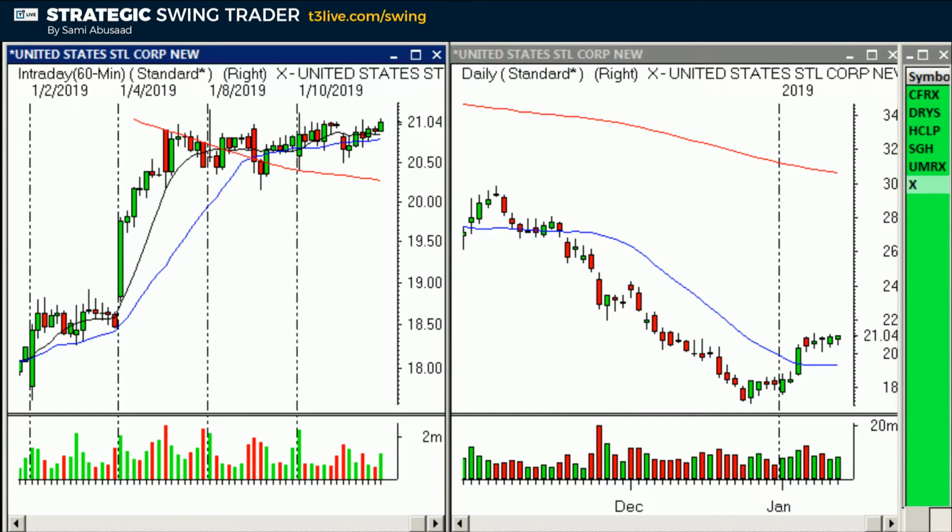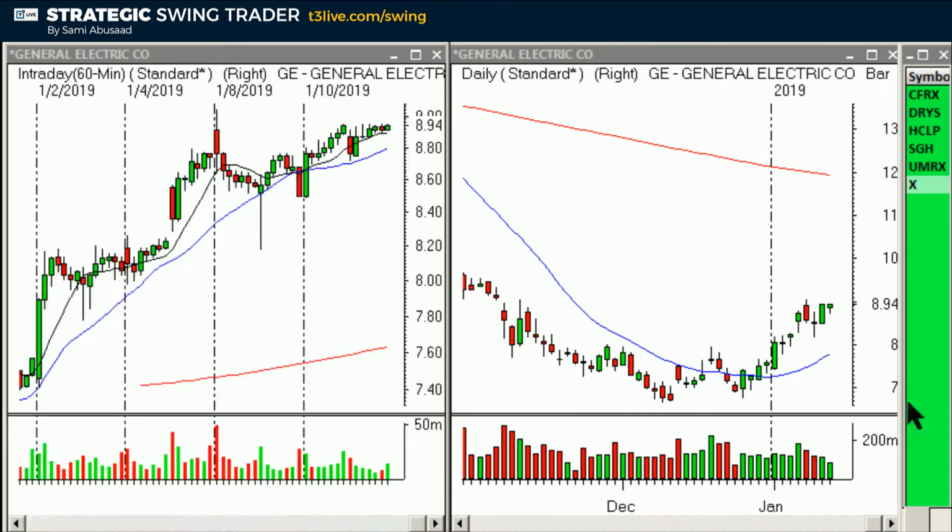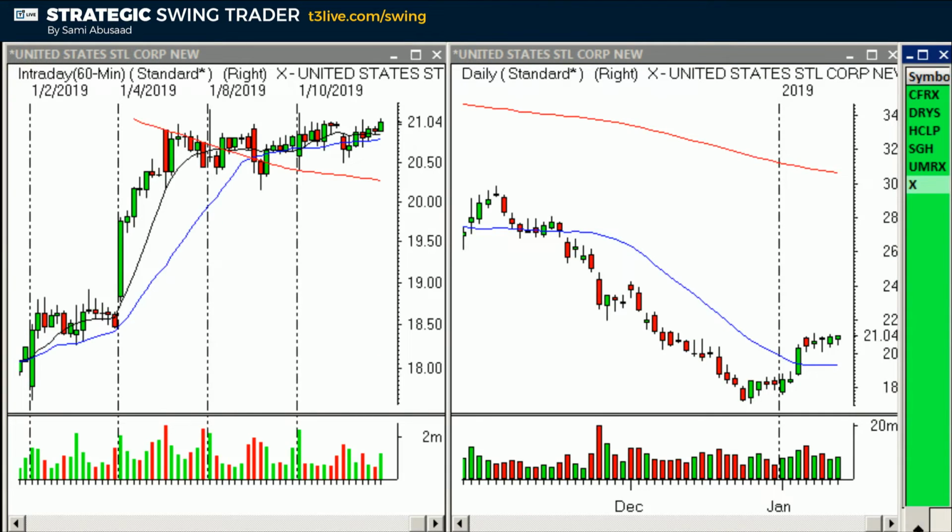The one thing that I don't love about the X is the extension. See this? Remember the GE worked. Same exact idea. It was a little extended too up here, but it worked. So X is the same exact idea. Those are the bullish ideas for early next week.